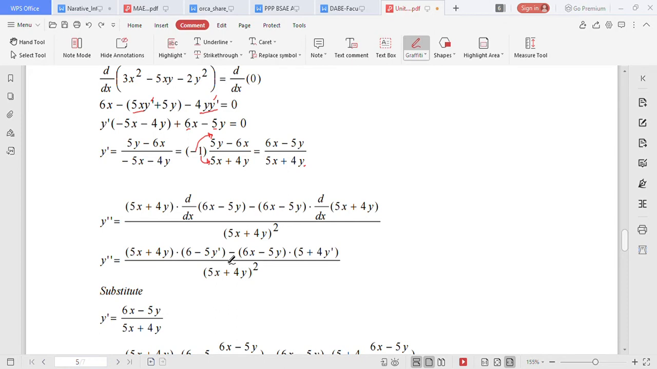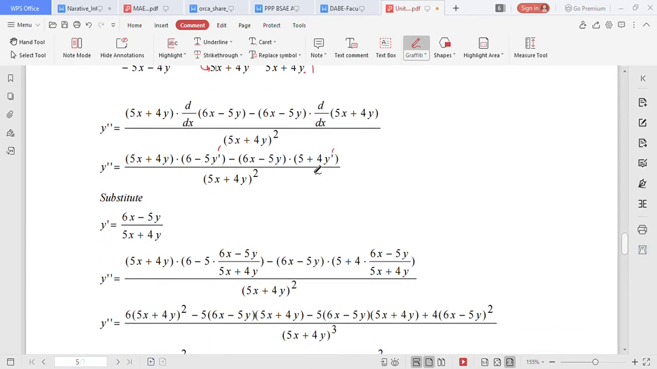And since we have y prime here, we substitute the previous expression that we have. We substitute: our y prime is 6x minus 5y over 5x plus 4y. And so we have this expression. So, 5x plus 4y multiplied by 6 minus 5, and the y prime here is this.